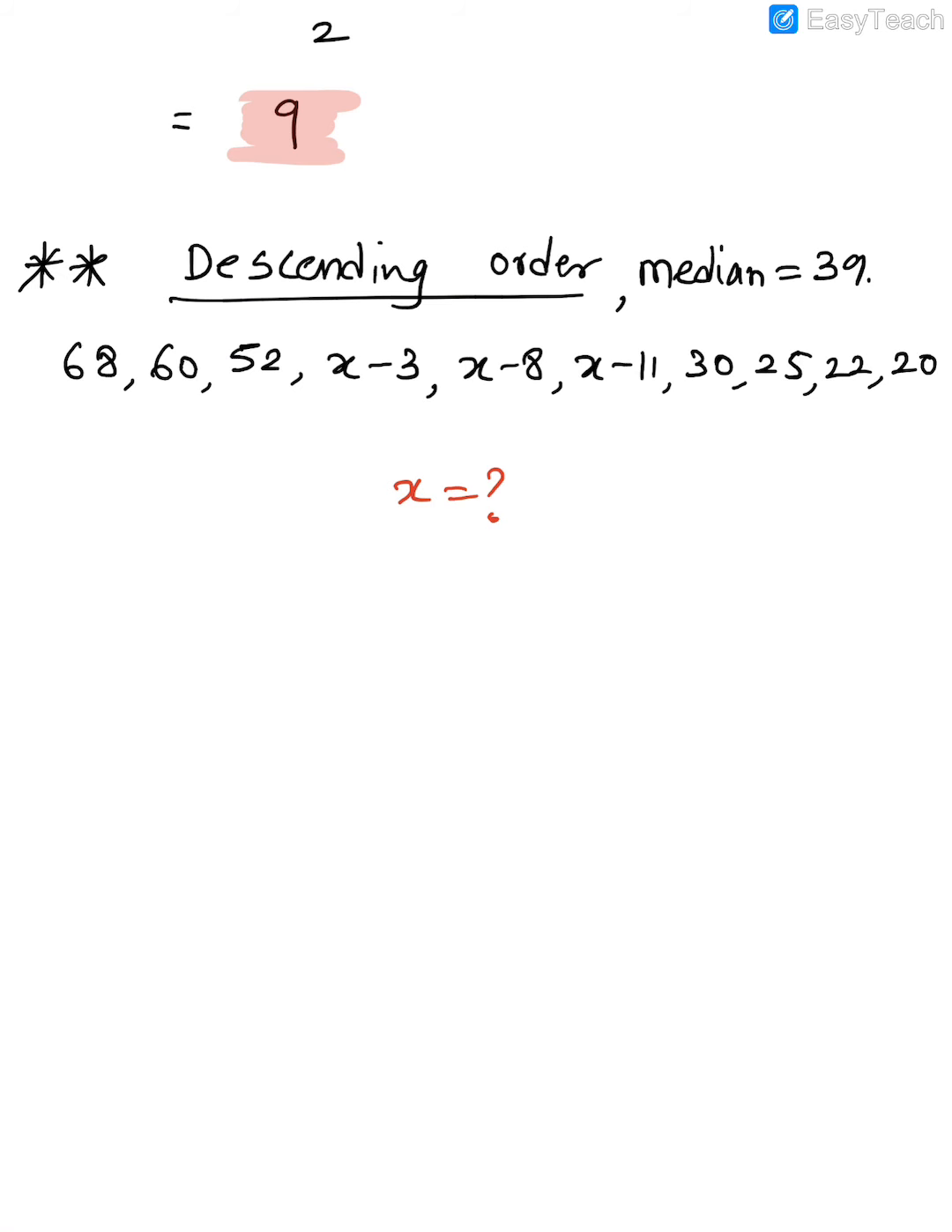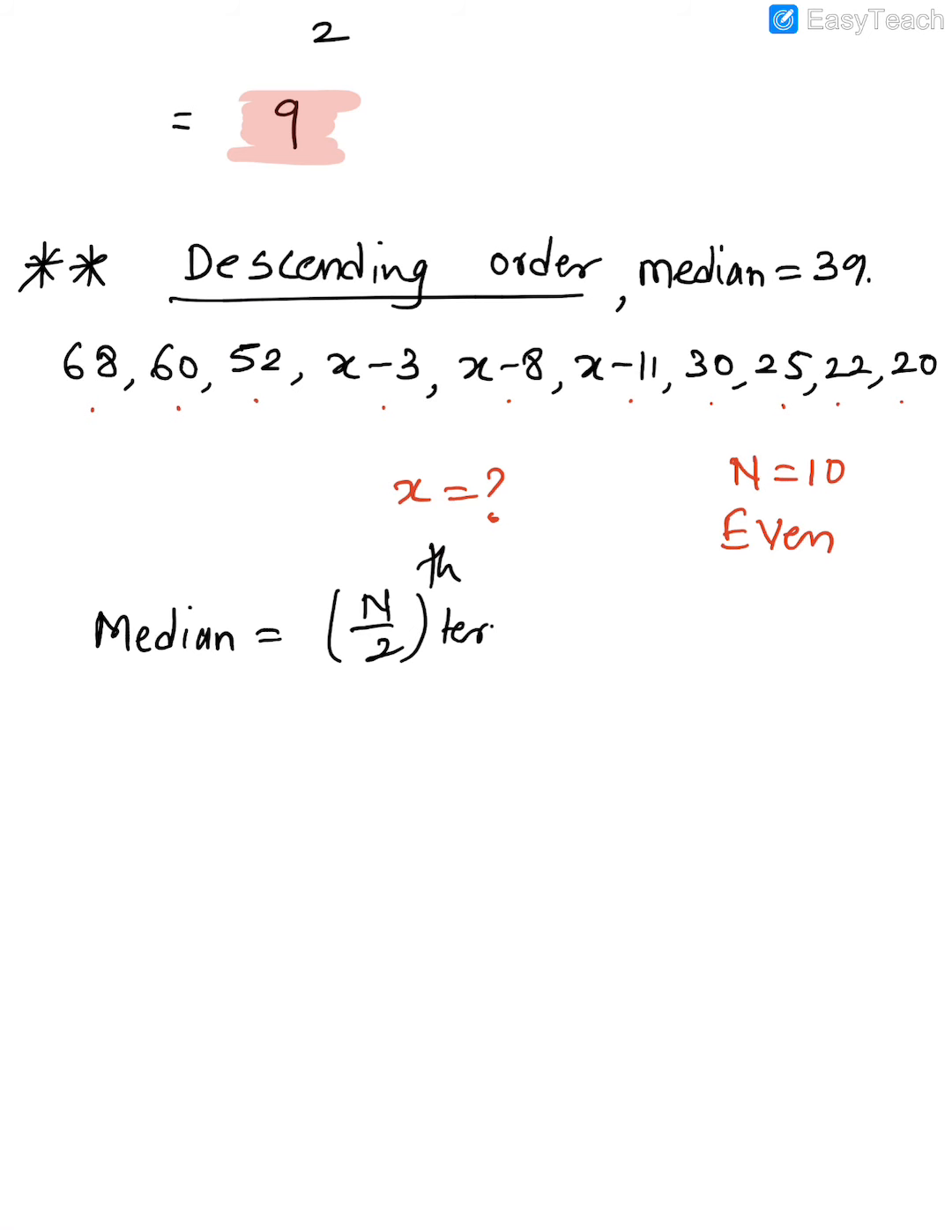Okay. Now first let's count the number of observations. So we've got 1, 2, 3, 4, 5, 6, 7, 8, 9, 10. So the number of observations is 10, which is an even number. Again, always first we should write the formula. Now what is the formula? Median is equal to the n by 2th term plus the n by 2 plus 1th term, and then divide by 2.